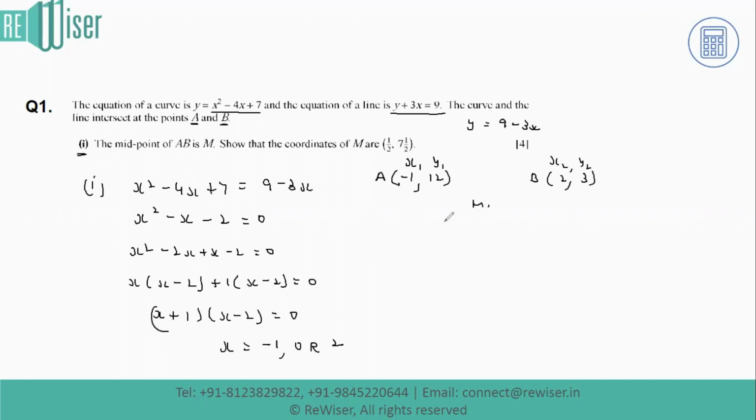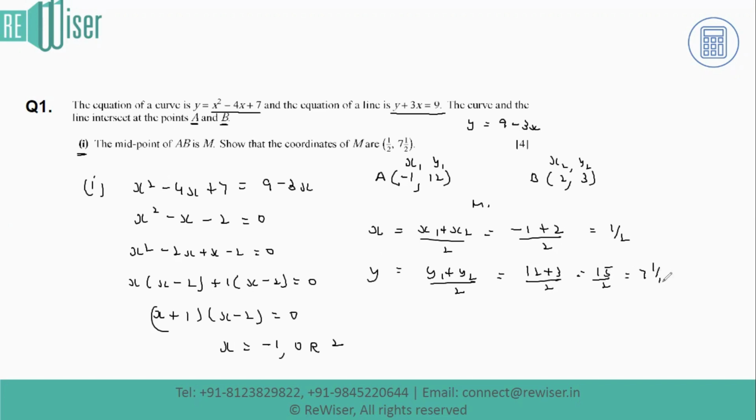If I'm finding the x coordinate for the midpoint, the formula is x1 plus x2 divided by 2. So that is equals to minus 1 plus 2 divided by 2. So that's equals to half. And the y coordinate formula for the midpoint is y1 plus y2 divided by 2. So that means 12 plus 3 divided by 2. So that's 15 by 2, which is also equals to 7.5. So this is the x coordinate and y coordinate of the point M. So we can write it as half, comma 7.5.